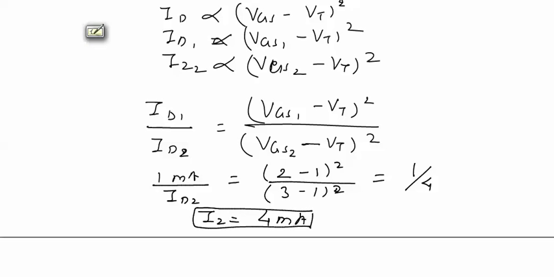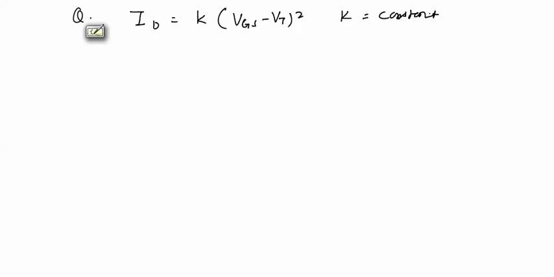Now next question. The drain current of a MOSFET, ID, is equal to K into (VGS minus VT) whole square, where K is constant. Then the magnitude of transconductance gm will be equal to what? This question was asked in GATE 2008 in electronics engineering. We have to calculate transconductance gm.